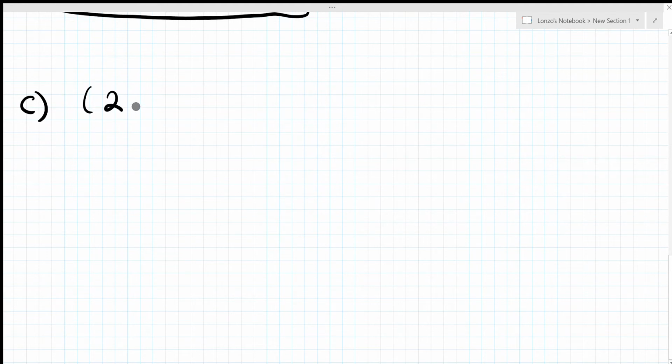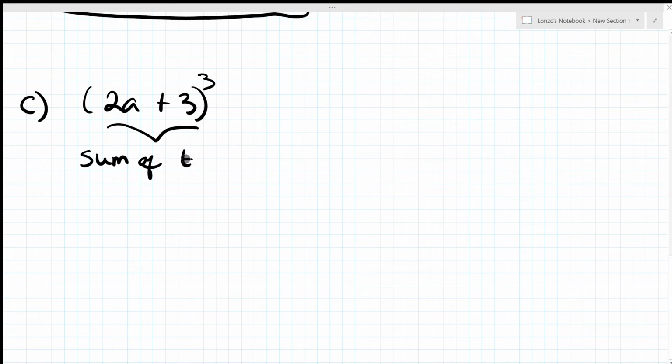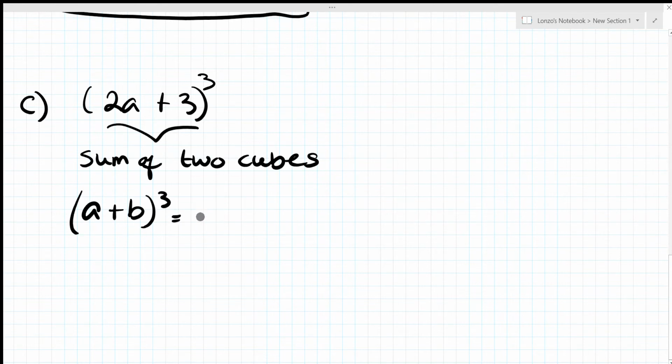We're left with 2a plus 3 cubed. So you're going to FOIL it out. You could, but I don't want to do it the long way, so I'm going to do a shortcut. And this is what's called the sum of two cubes. Sum of two cubes looks something like this: a plus b raised to the third power equals a plus b, and then times it by a squared minus ab plus b squared.